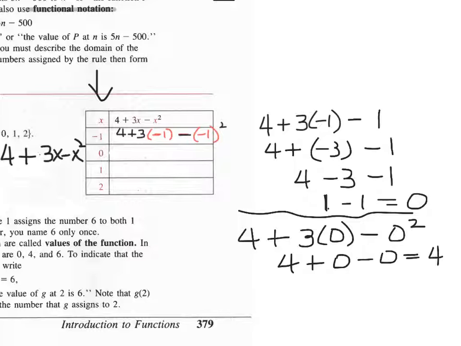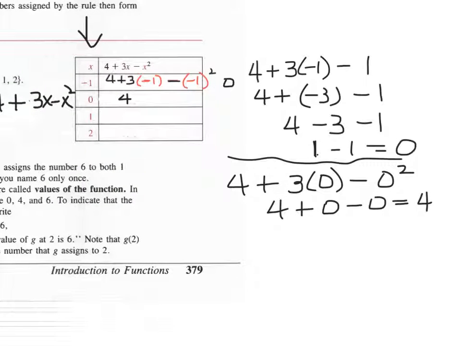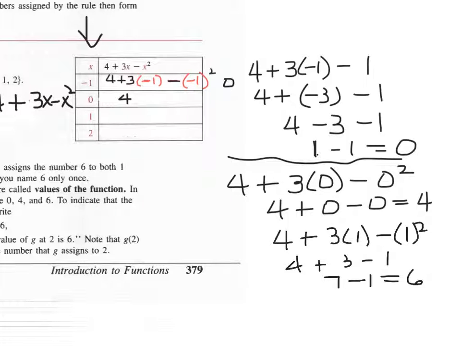So over here in 0, you could put 4. Over here, this is going to be the 0. And then you're going to repeat it again and plug in 1. So 4 plus 3 times 1 minus 1 squared. You can multiply, do the exponent, work left to right. So 4 plus 3 is 7, minus 1, and it's 6.